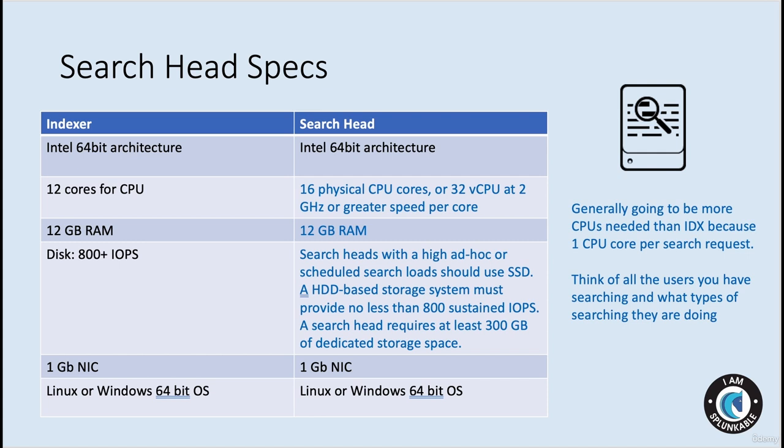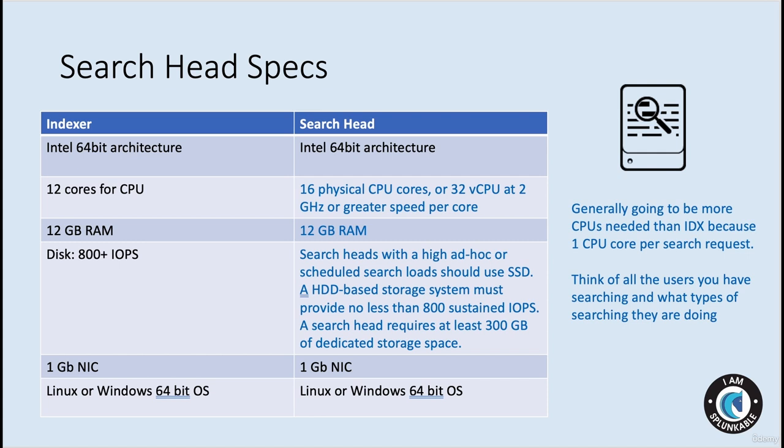But generally, it's going to be the same Intel 64-bit architecture for Linux or Windows operating systems, the gig network interface bandwidth, and for CPUs, we'll do 16 physical or 32 virtual at 2 gigs or greater for speed per core. RAM can stay about the same, 12 gigs of RAM. And the IOPS, it's really going to depend.